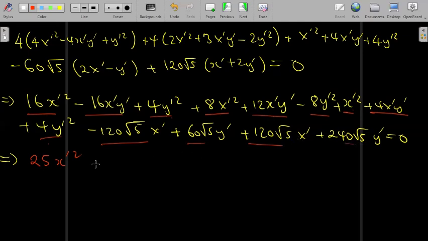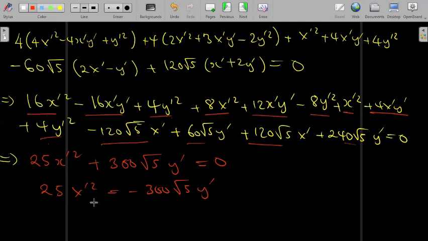You can add these two, and that gives you the positive 300 root 5 y prime equal to 0. That then makes more sense. Then what can I do here? I can actually take this on the other side, and have x prime squared. That's going to be negative 300 root 5 y prime. Then I can divide here by 25. I have x prime squared equal to negative 12 root 5 y prime.